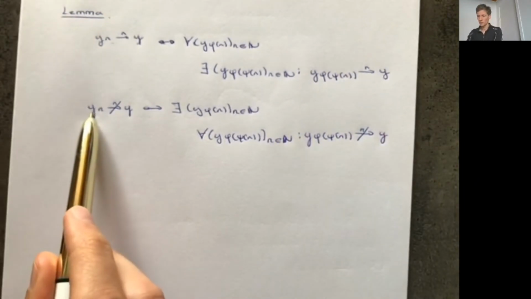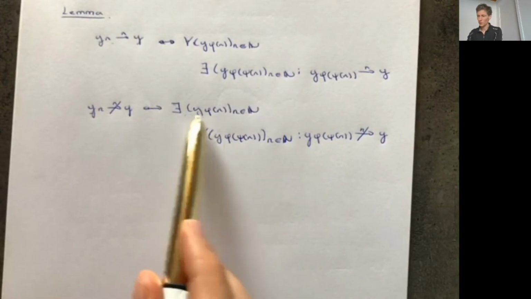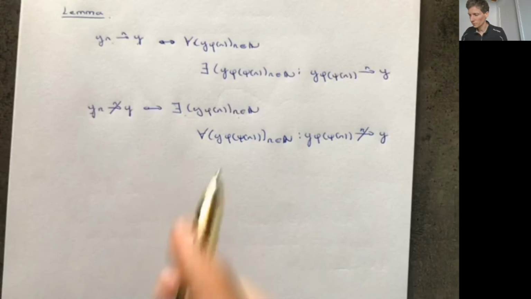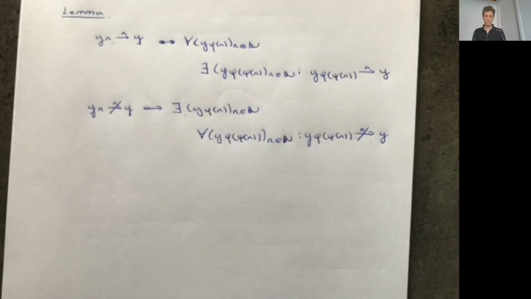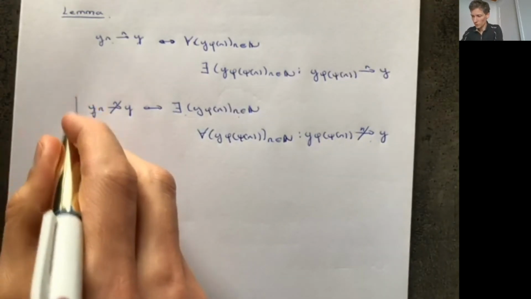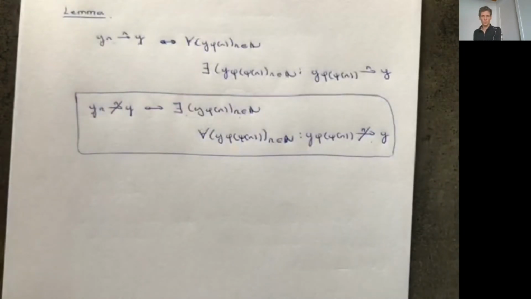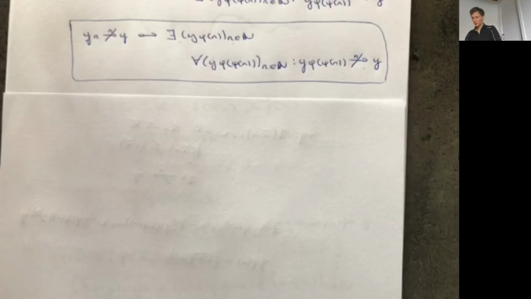Okay, yn doesn't converge to y if I can find a subsequence of the sequence such that no matter which subsequence I take from the subsequence, it will not converge to y. So we have proven this in one of the previous lectures, so we're going to use this result in order to prove our theorem. Okay, so let's go back to what we want to prove.